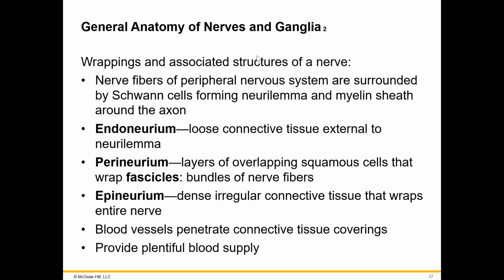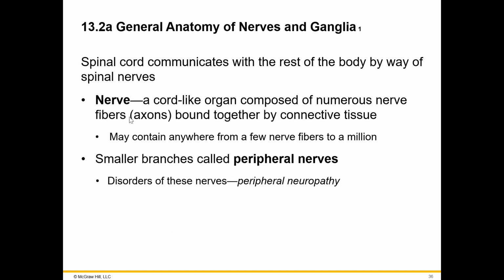There are wrappings and associated structures of a nerve. The nerve fibers of the peripheral nervous system are surrounded by Schwann cells, forming the neurolemma and myelin sheath around the axon. Please remember that the nerve is a cord-like organ, a bundle of nerve fibers, axons, bound together by connective tissue. They can have a few fibers up to a million fibers. Smaller branches are called peripheral nerves, and you could have diseases like peripheral neuropathy.